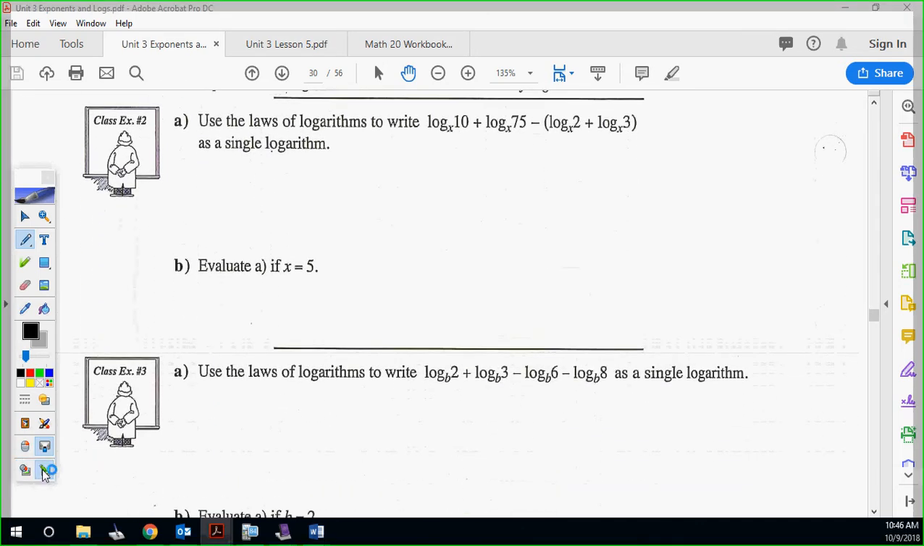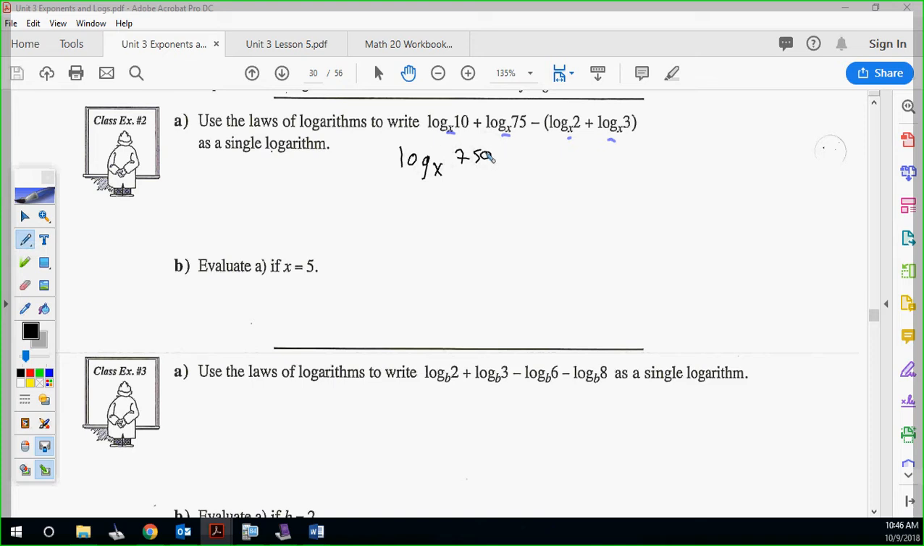All right. So use the laws of logarithms to write log base x of 10 plus log base x of 75 minus the quantity log base x of 2 plus log base x of 3 as a single logarithm. So we're practicing writing this as one logarithm. Again, the key point, and this is what Leah asked earlier, is that those bases have to be the same for us to do anything like this. All those bases being x, that's what we have to make sure of. Okay? So addition here means product, so let's call that log base x of 750.